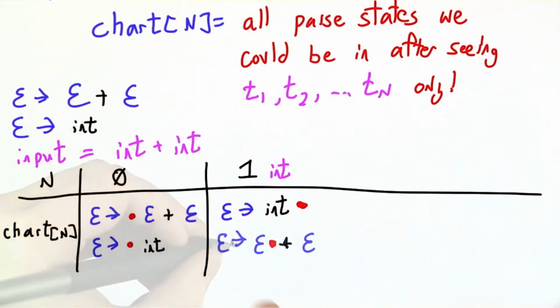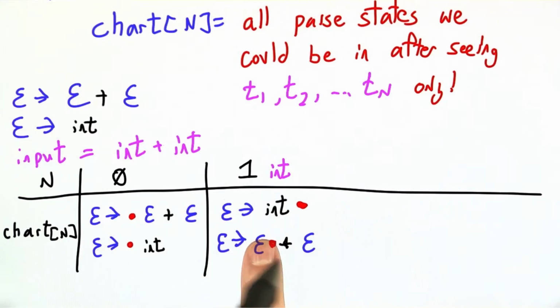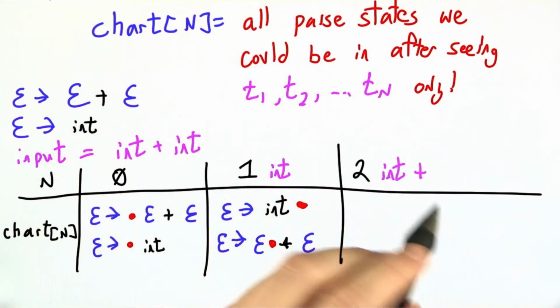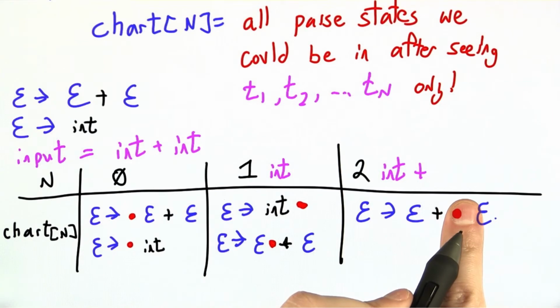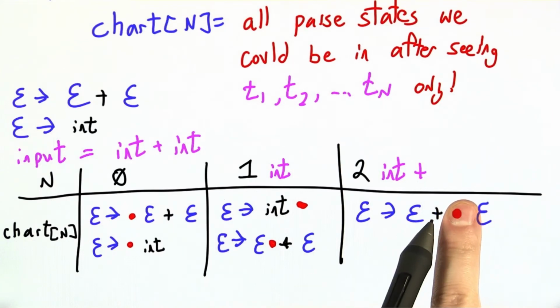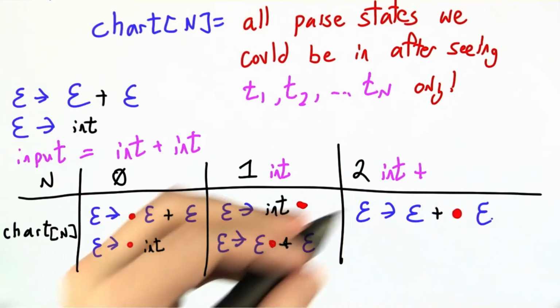I'm done. If I think the input is going to go on a little longer, I might expect to see a plus and an e coming up later. So this is a second state that I could be in. If I've seen the int and the plus, then among other things, my world probably looks like this. I've got an e and a plus in my past. I'm looking for an e in my future.